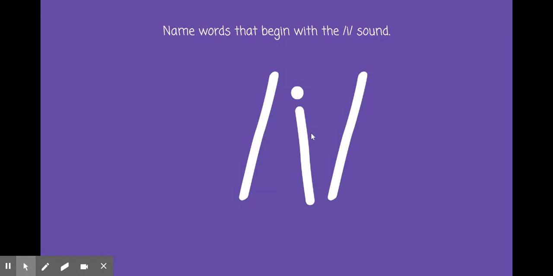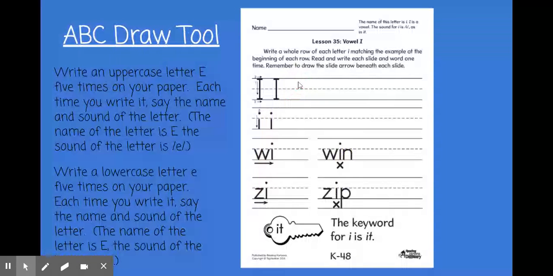Right, so we have I, I, I. Think of some words that begin with the I sound, like igloo or iguana. But you can also have words that begin with the other I sound, because remember, I is a vowel. It can say I, and it can also say I, like in ice cream, or just the word ice. So you can have the short I sound or the long I sound with the vowel I.